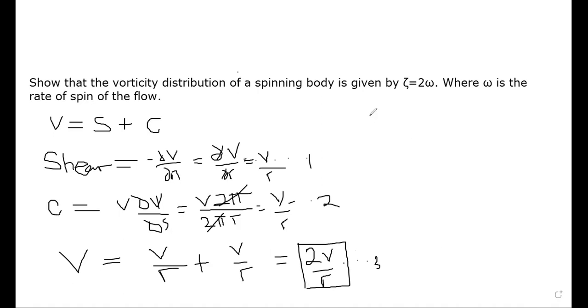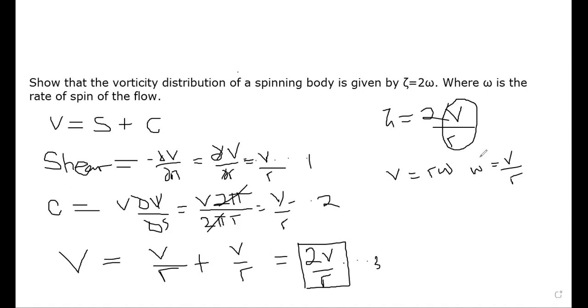So this is another way we can define vorticity. Now, let me write it here. Vorticity equals 2V over R, where V here is the velocity of the rotating body, and R here is the radius of the body or the fluid. Okay, so now recall that V equals R omega. If we make omega the subject, we will now have that omega equals V over R. All right, so we have V over R here.